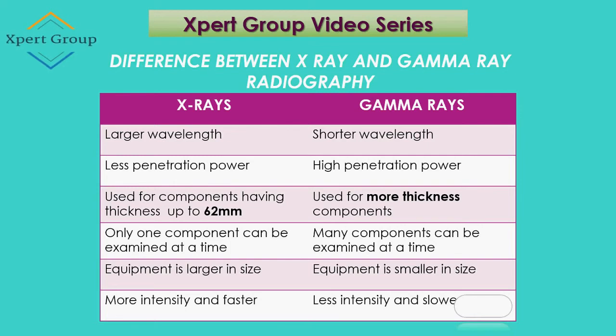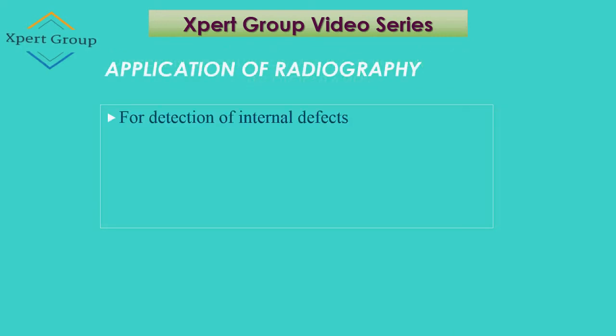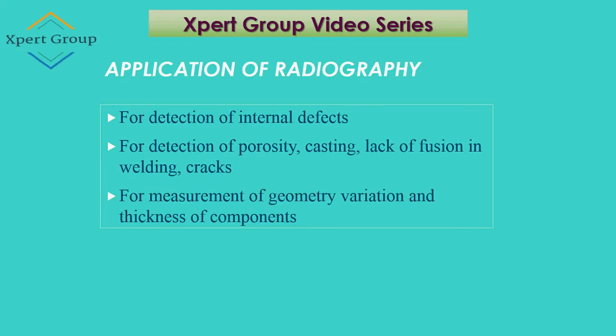The X-rays are more intense and faster, but the gamma rays have less intensity and a slow rate. The application for radiography: where do we use radiography in our day-to-day usage? Radiography can be used for detection of internal defects, for detection of porosity in casting, lack of fusion in welding, or to find different kinds of cracks, and for measurement of geometry variation and thickness of components.